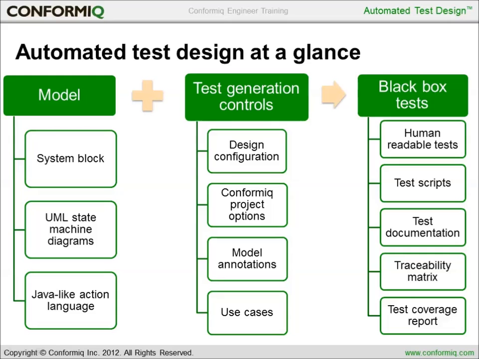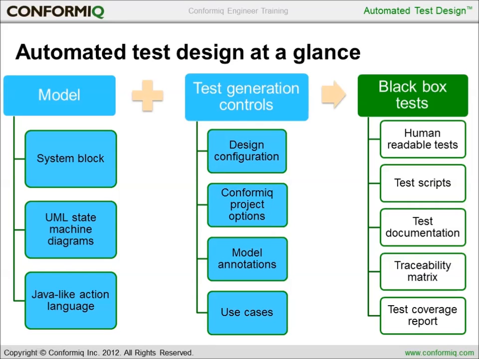Based on the specification of system under test, we create a system model which represents a real system under test behavior. Then we configure test generation controls which will guide test generation process to generate test cases exactly what we need. When both model and test generation controls are loaded to Conformiq, we push one button and Conformiq generates test suite automatically. And it includes human readable tests for review, execution test scripts, test documentation, traceability metrics, and test coverage report.